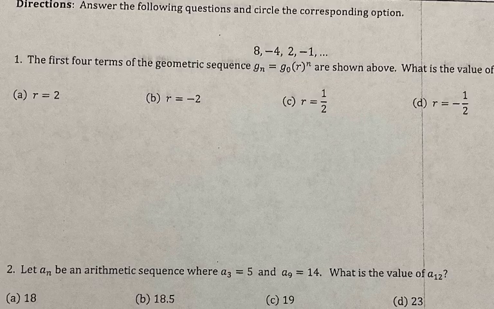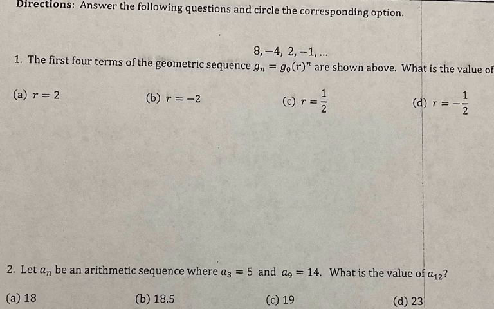So when I look, it says answer the following questions and circle the corresponding option. So I'm looking, I've got 8, -4, 2, -1. It says the first 4 terms of the geometric sequence are shown above. What is the value of R? And so right here is their formula.